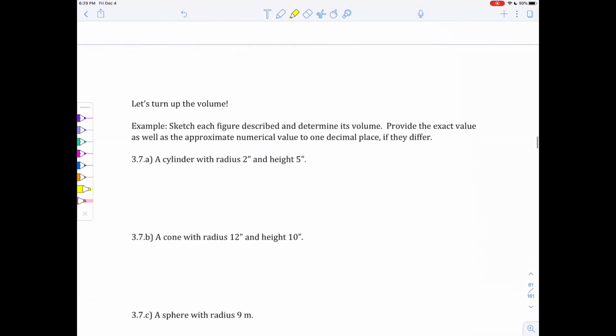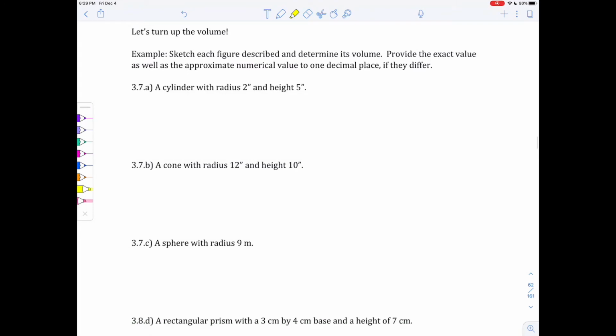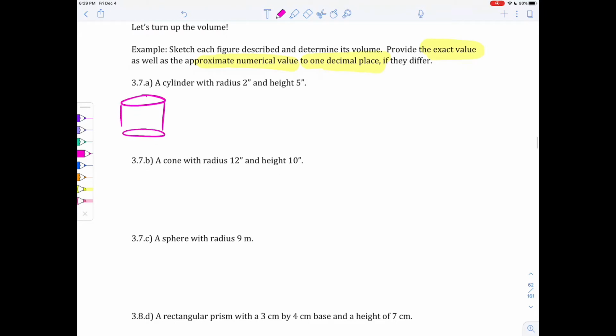Alright. So now we are going to look at more specific examples and we're just going to start calculating volumes. Here we're going to make sure that we provide the exact value as well as the approximate numerical value to one decimal place if they differ. So for starters, we will start off with the cylinder with a radius of 2 inches and a height of 5 inches.